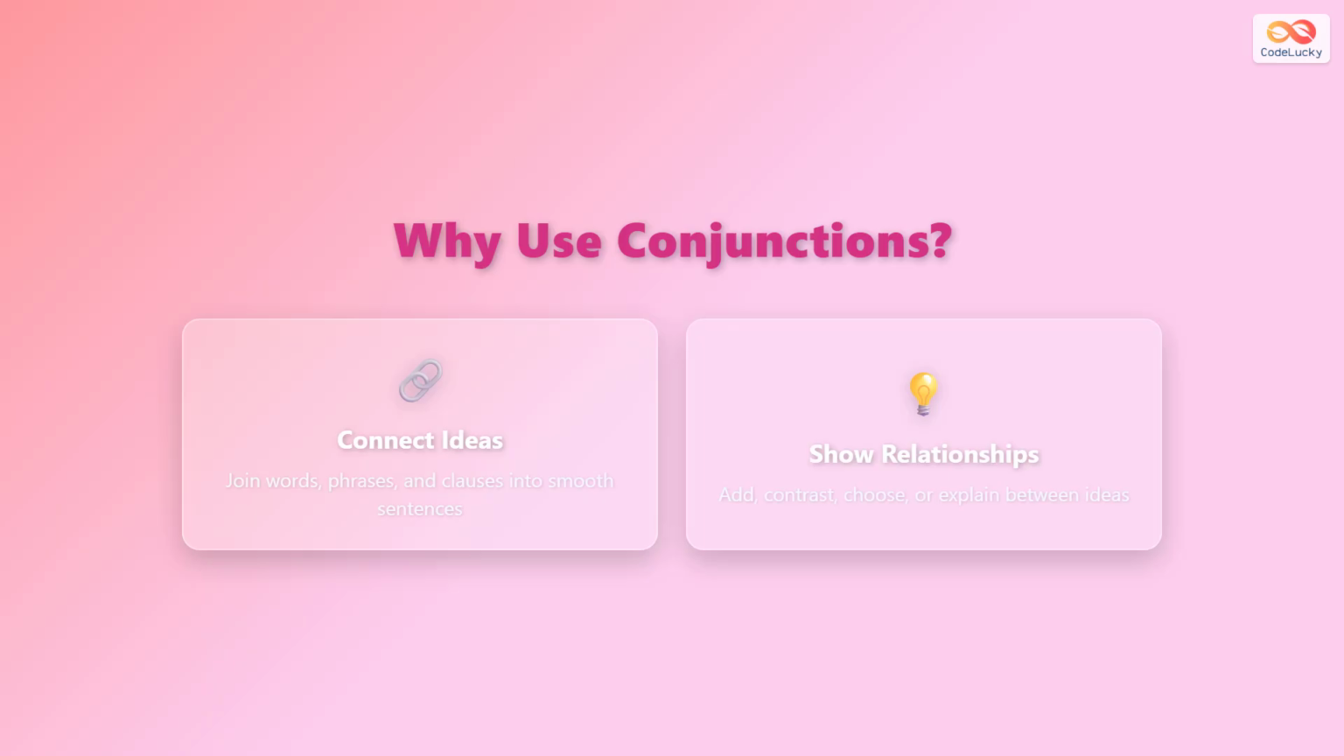Conjunctions connect different ideas into smooth sentences. They show how ideas relate to each other, like addition, contrast, or choice. Without conjunctions, sentences become choppy and hard to understand.